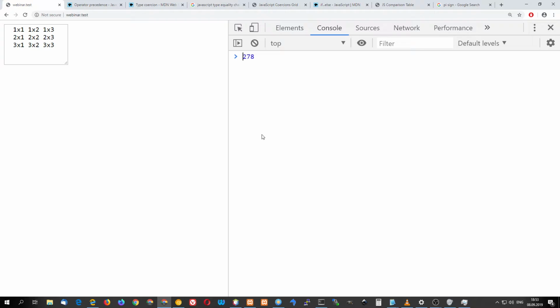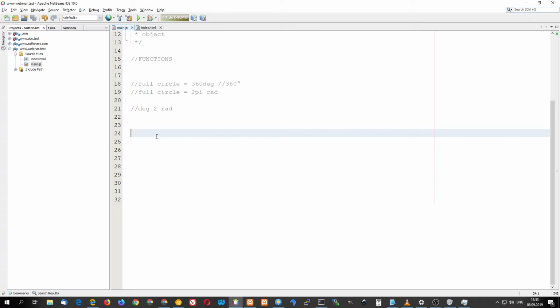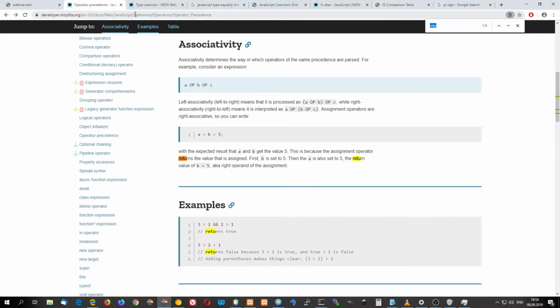This number means 2 times 100 plus 7 times 10 plus 8. Also known as 2 times... I cannot write it, I don't have the symbol, but it would be like this. 2 times 10 to the power of... this is actually a power sign. This is an operator that does power in JavaScript.